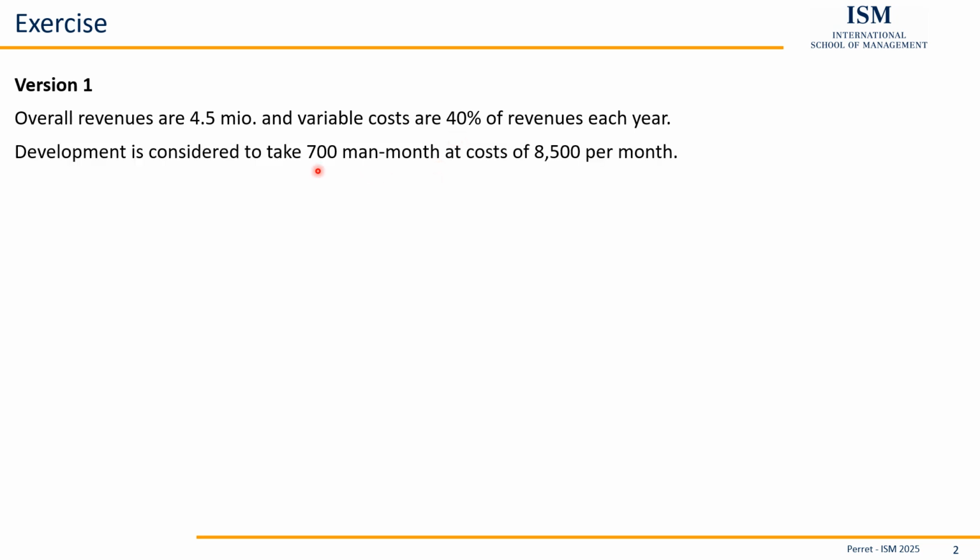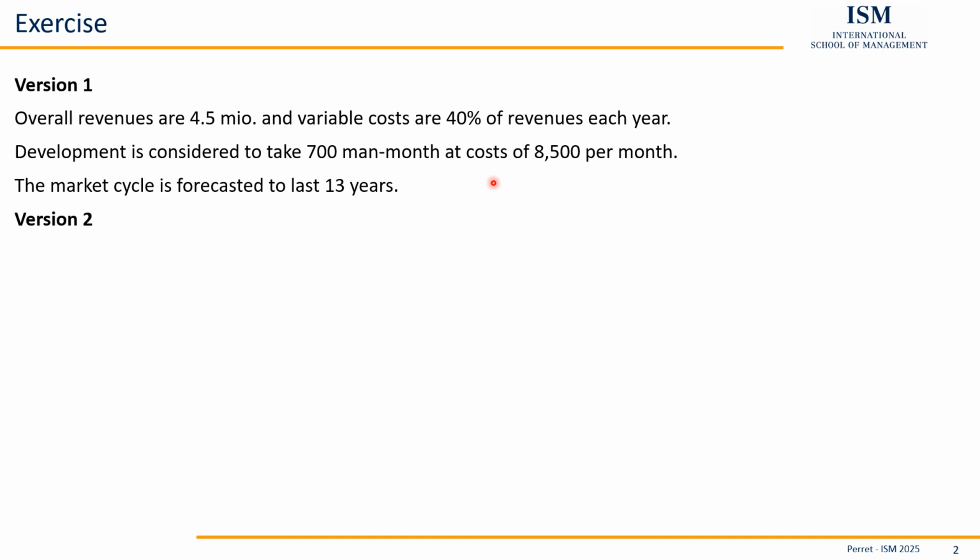Development is considered to take 700 man-months at a cost of 8,500 per month. And the market cycle for this version is forecasted to last for 13 years.